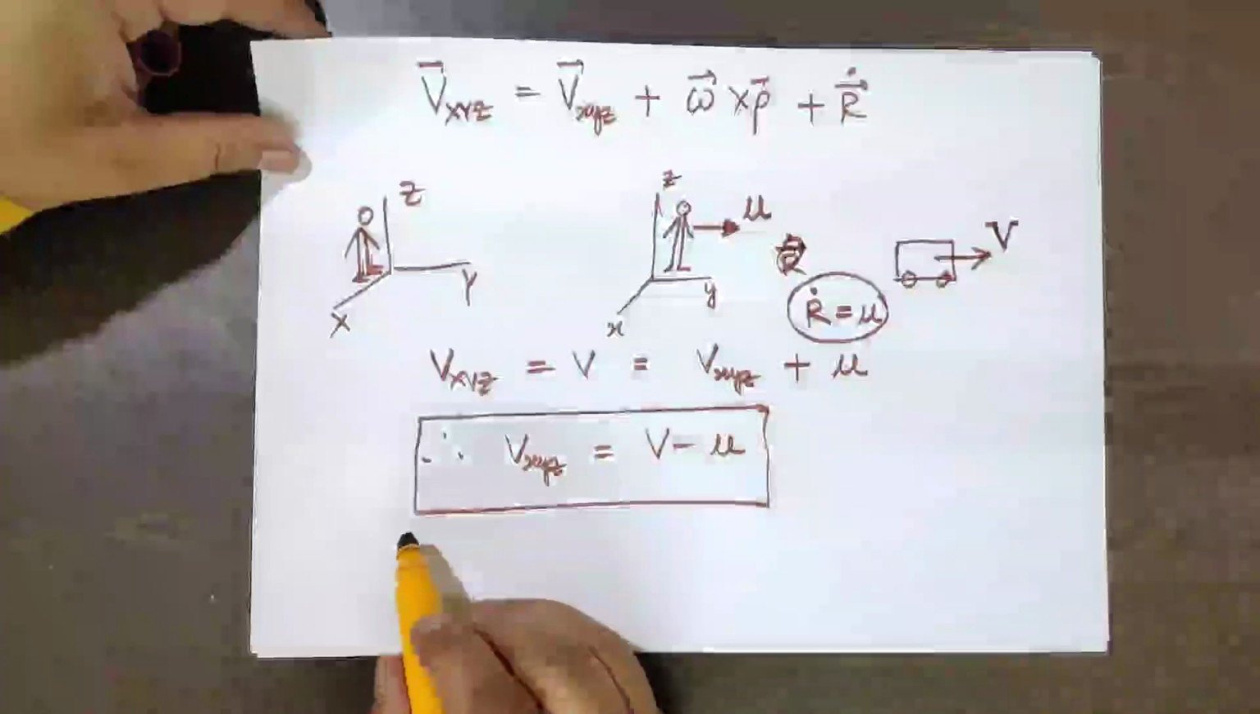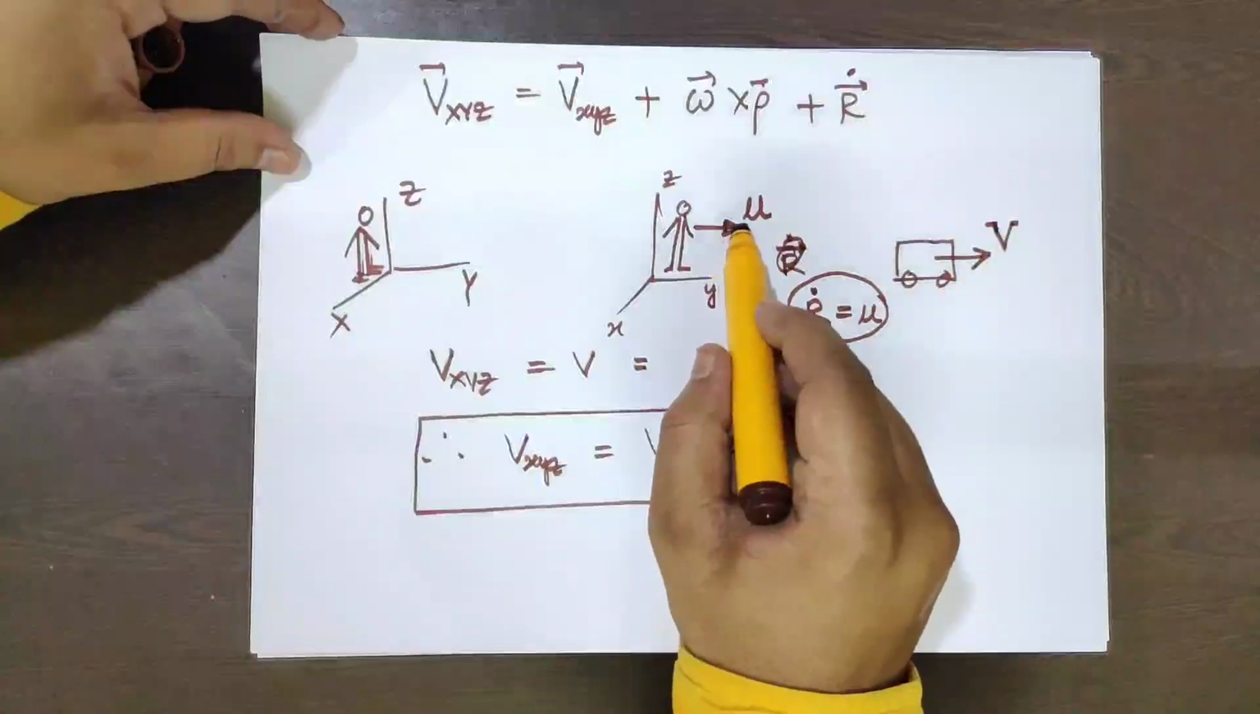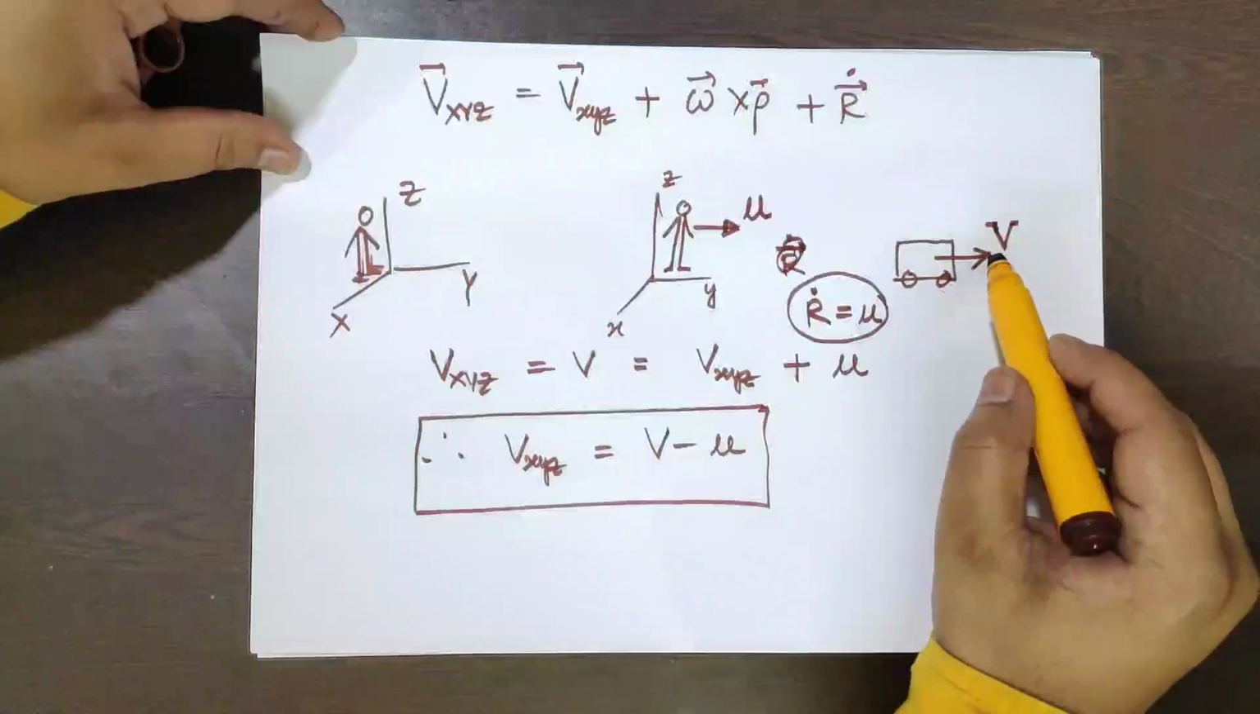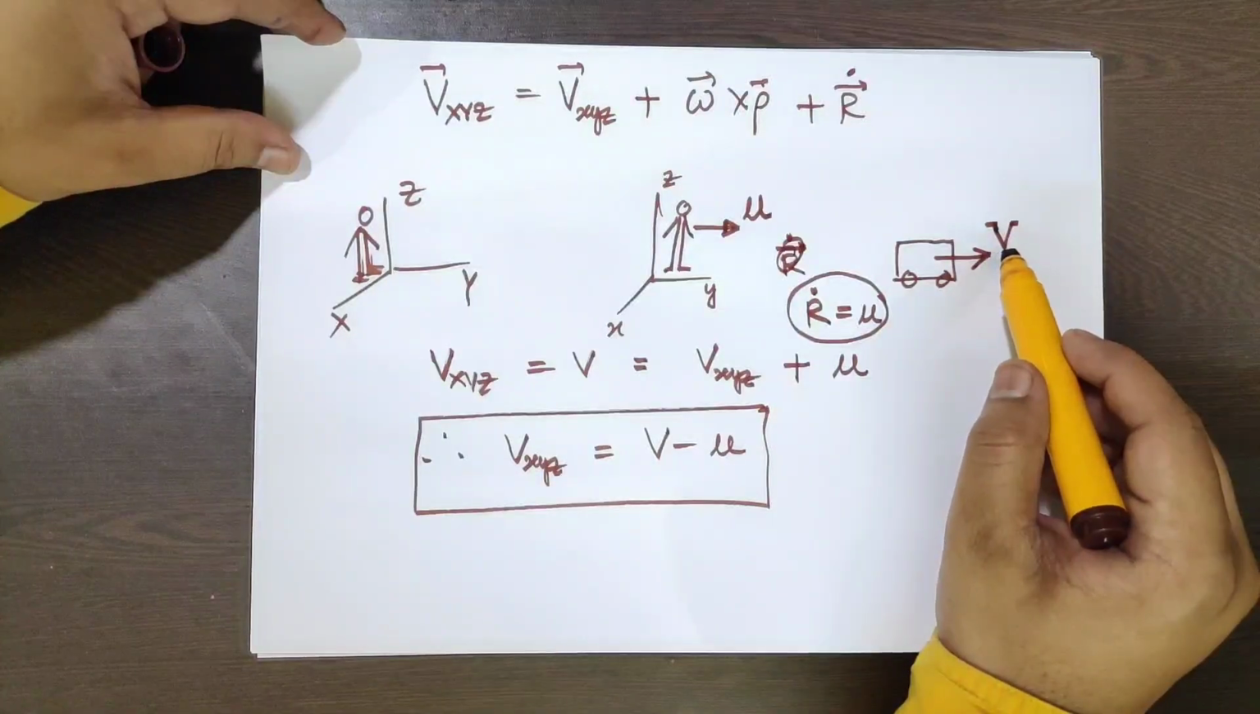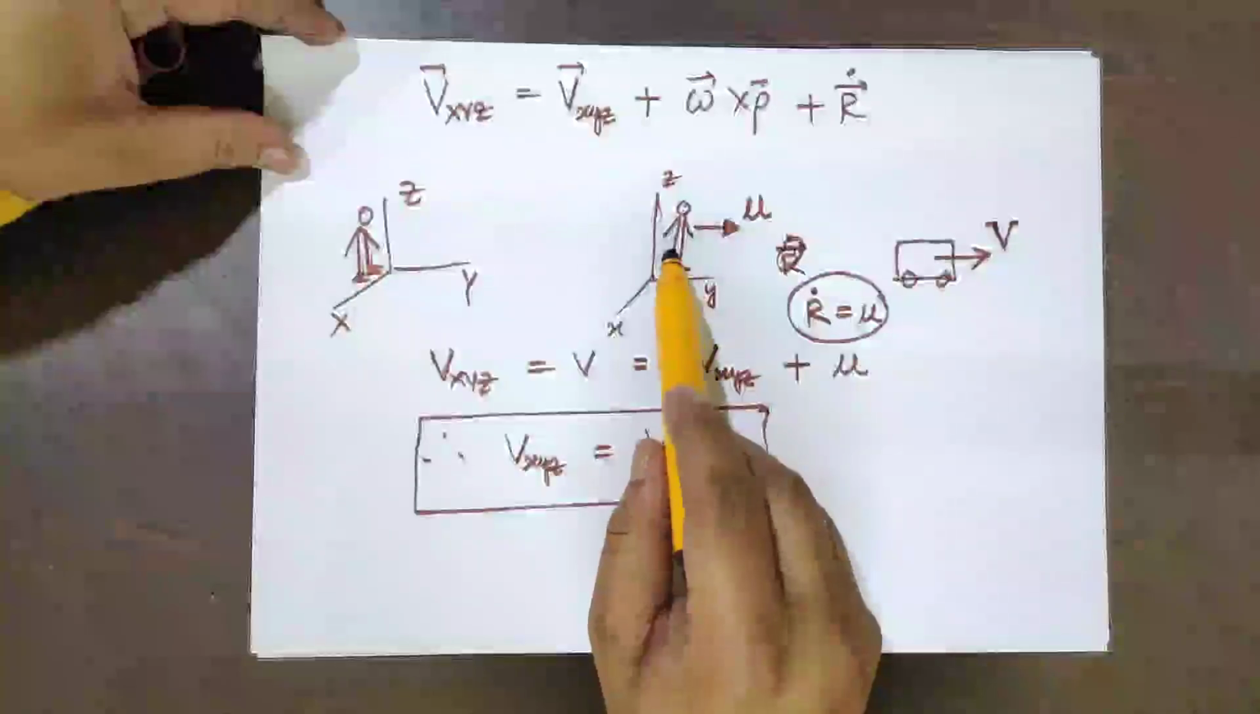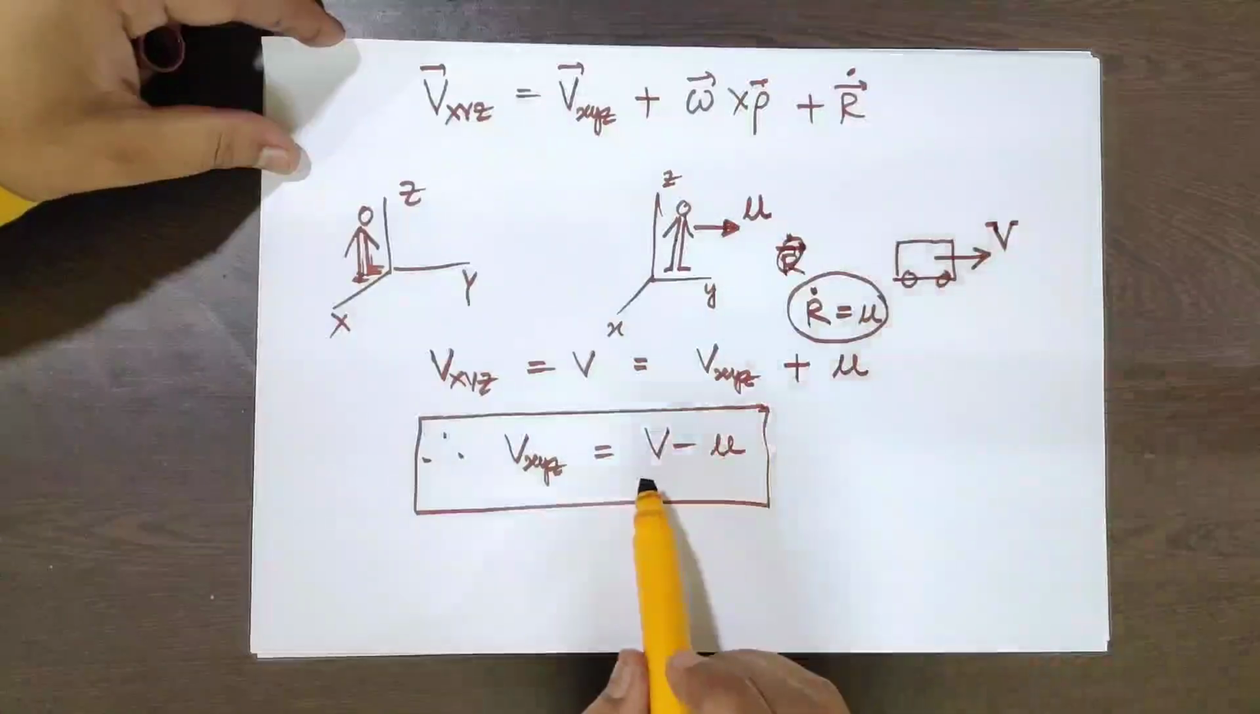This is a simple one, that is you are moving with a speed u and the car is moving with a speed v. With respect to this person, the car will move with a velocity v minus u.